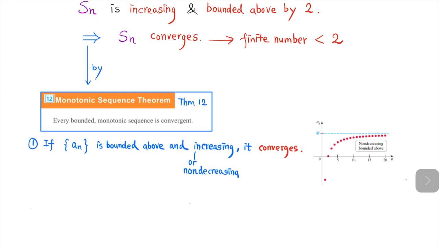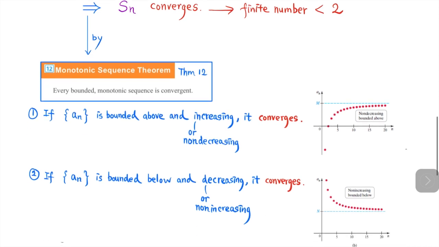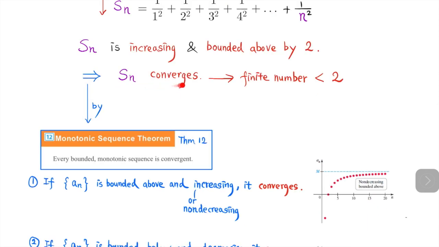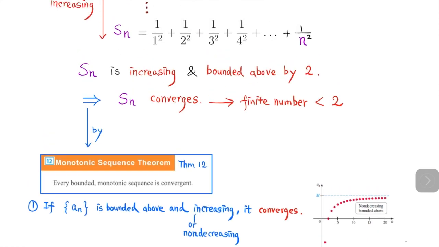You see Sn is increasing and is bounded above by 2. So Sn has to go to a finite number less than 2. So this is the monotonic sequence theorem. The second case of the monotonic sequence theorem is when the sequence is decreasing and bounded below, then the sequence has to converge.